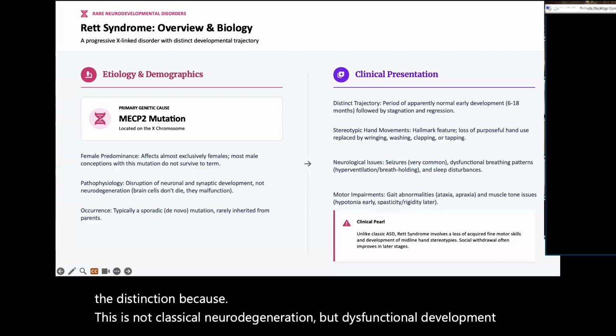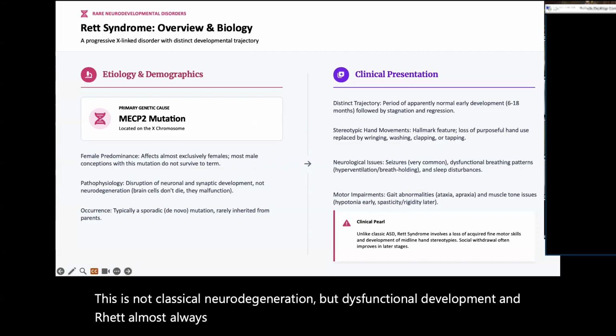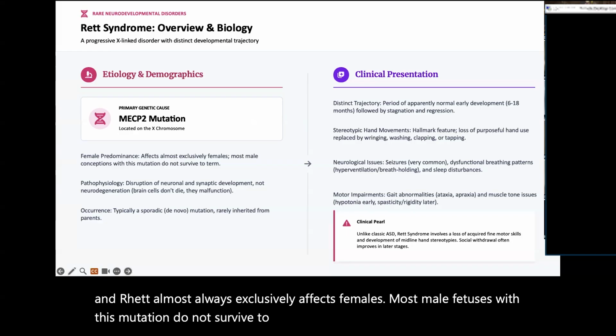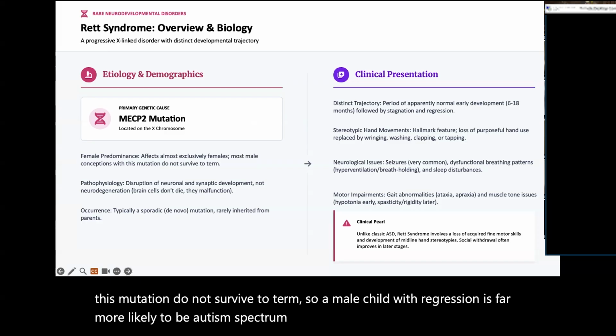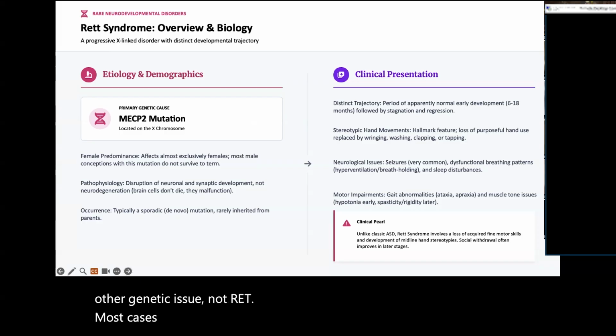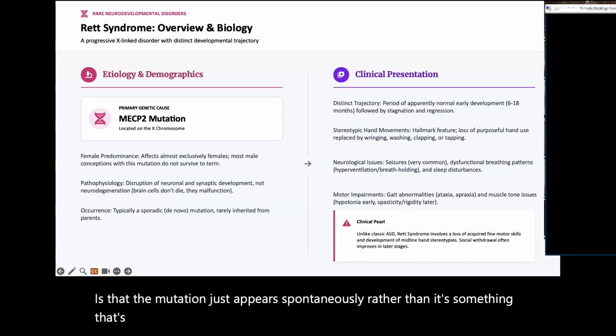And Rett almost exclusively affects females. Most male fetuses with this mutation do not survive to term. So a male child with regression is far more likely to have autism spectrum disorder or a metabolic disorder or some other genetic issue, not Rett. Most cases are de novo. That means the mutation just appears spontaneously rather than being inherited.